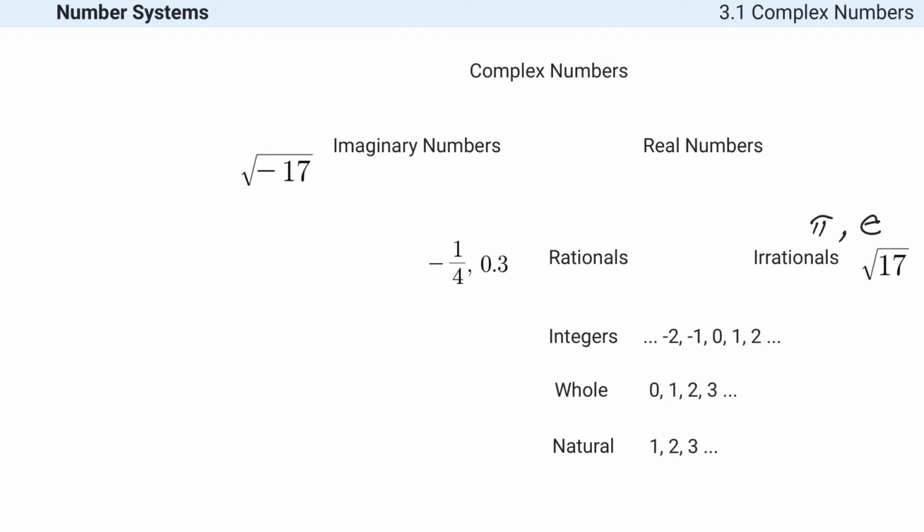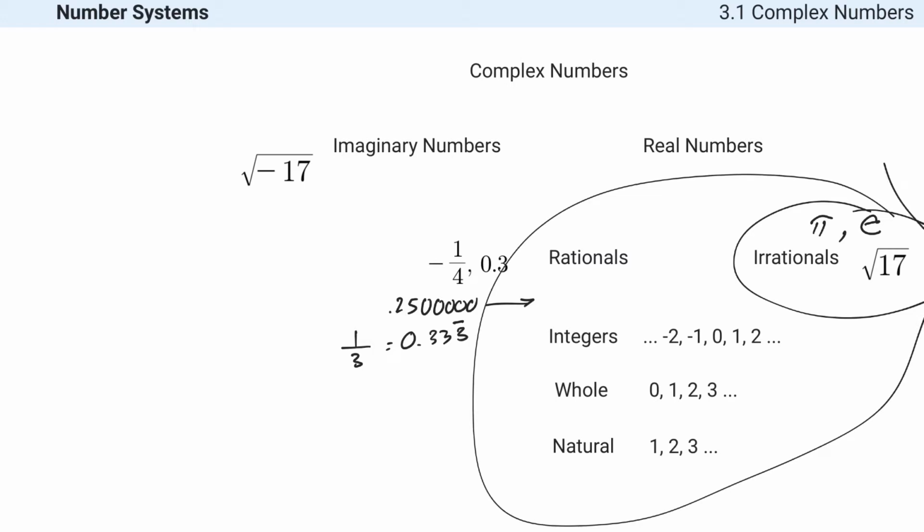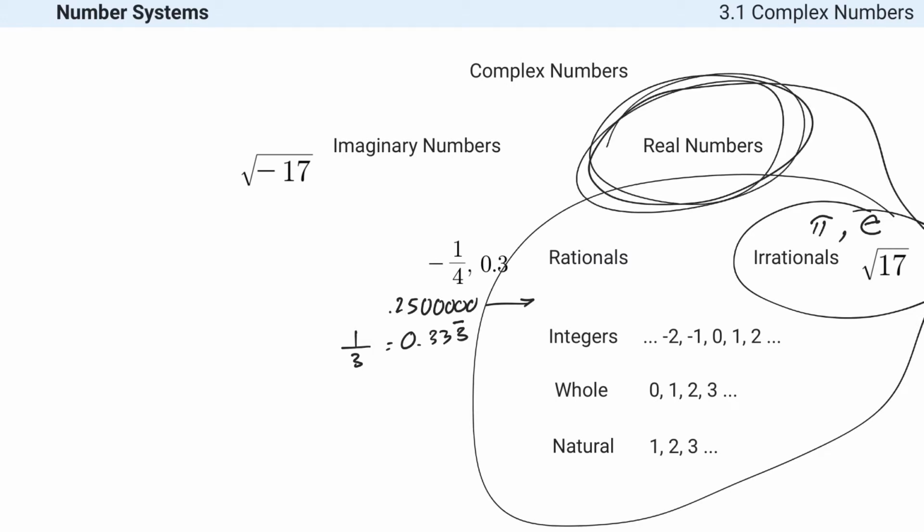Like if you divided 1 by 4, you get 0.25 and it stops there. Or in other words, it has a zero that repeats on forever. Or if you take 1 divided by 3, you get 0.33 repeating. In other words, it repeats forever. Irrationals are ones that never repeat. They still go on forever, but they don't start repeating. So those are irrational numbers. Together, all of these number systems are called the real numbers.